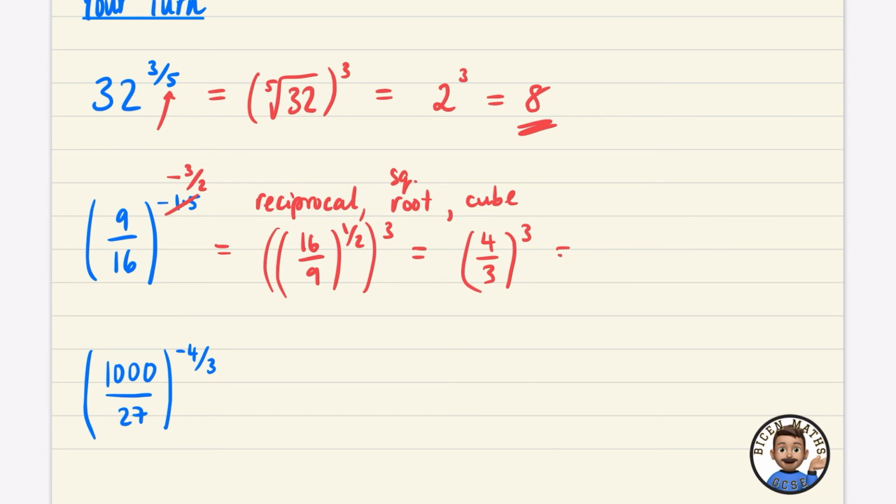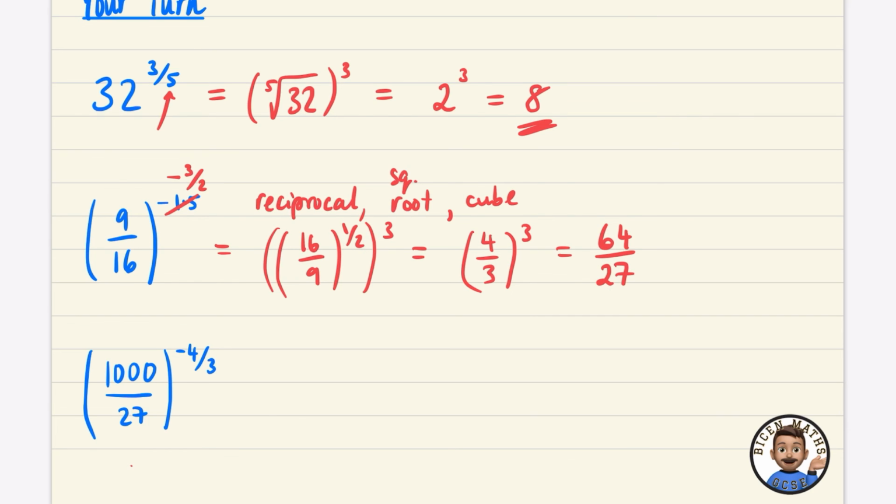And I'm cubing it, so I'm now going to do 4 cubed, which is 64, and 3 cubed, which is 27. So 9 over 16 to the power of minus 1.5 is 64 over 27. If you wanted to, you could also do it all in one step. You could do the square root of 16, which is 4, and then you could cube it and go straight here. You could do the square root of 9, which is 3, and then cube it, which is 27.